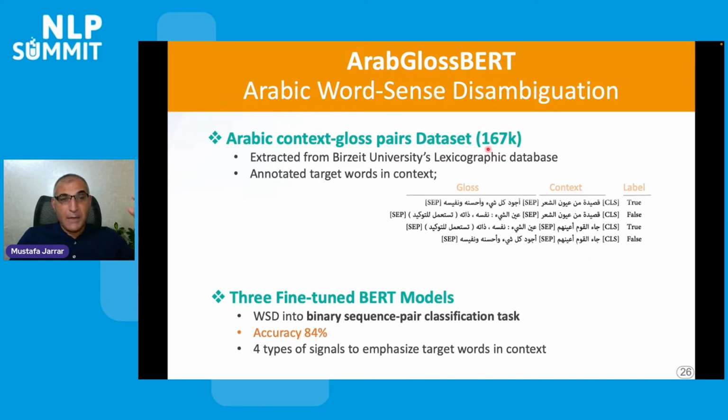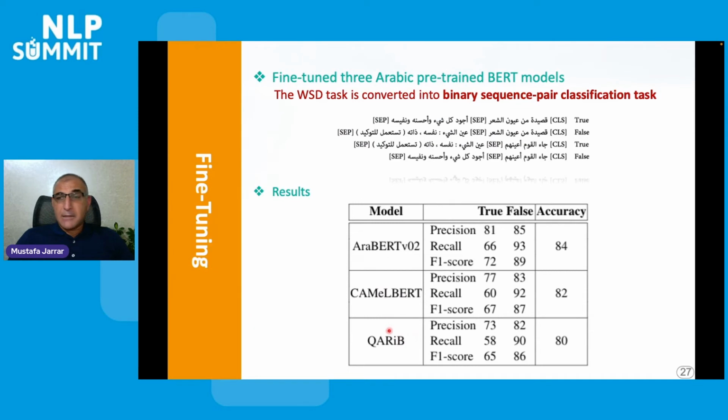We built 167,000 pairs. We gave them to BERT on a task known as the binary sequence pair classification task. And we got this accuracy, 84%. By the way, this is a very high number. As far as I know, even in English, which is a highly resourced language, people are still at the very beginning of the 80s. We tried different BERTs, and the best one is called AraBERT version 2. And we are actually happy about this.